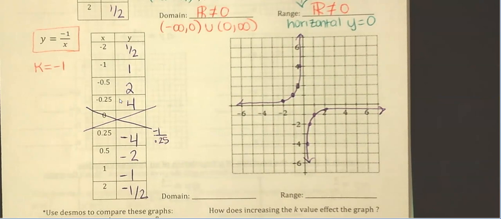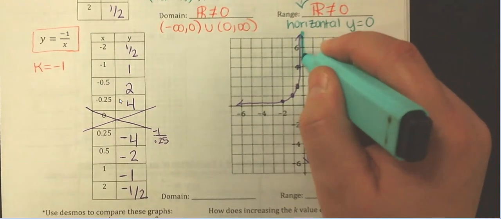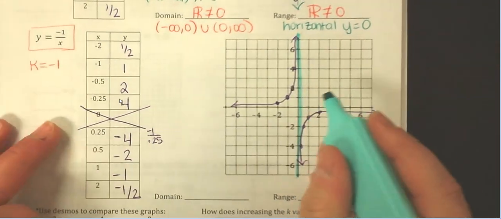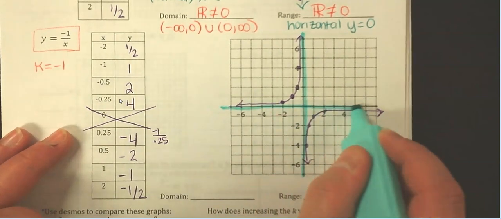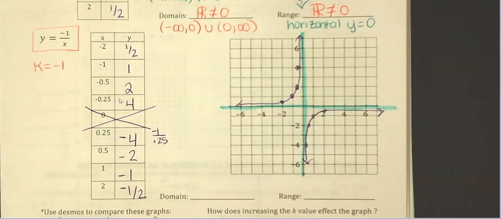Maybe I should use a highlighter here. So x-axis and y-axis, those are my asymptotes. X equals 0 and y equals 0. How would that change the domain and range from the graph we just did? Or what do you think?